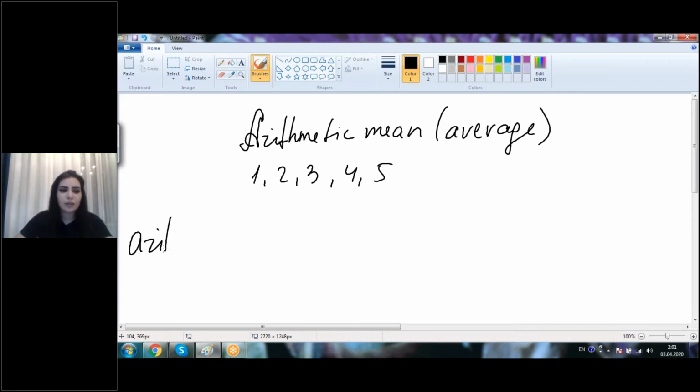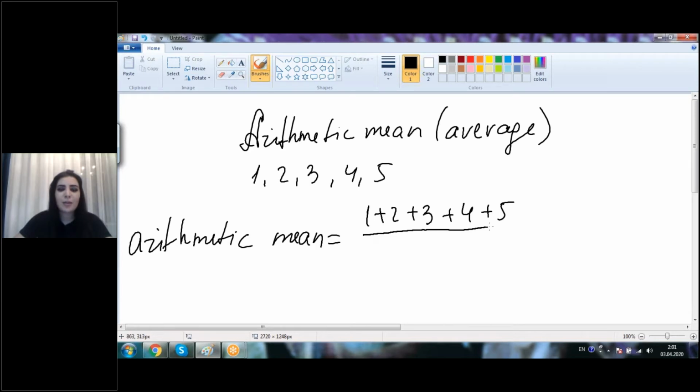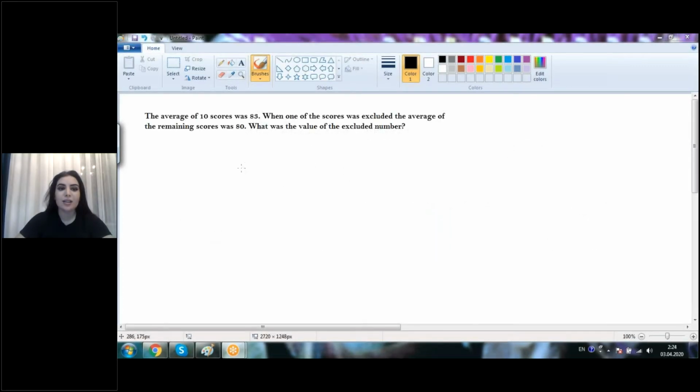The formula is: you should add all the numbers in the set, which is 1 plus 2 plus 3 plus 4 plus 5, and divide the sum by the number of the digits in the set. So it means by 5. And this will be 15 over 5, which is 3. So here we have one kind of problems based on the arithmetic mean, or as we said, average of numbers.